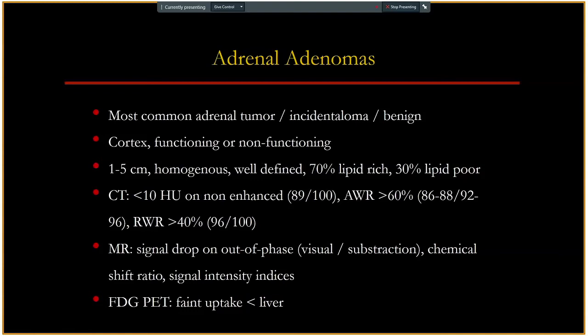If you happen to be reading an FDG PET for some other cancer and you see a nodule in the adrenal, try to look for the uptake in the nodule. If the uptake in the nodule is more intense than the liver and it's focal, it's more likely to be metastatic disease. If it is less intense than the liver and sort of faint, then it's more likely to be an adenoma. So typically, adenomas are not FDG avid.